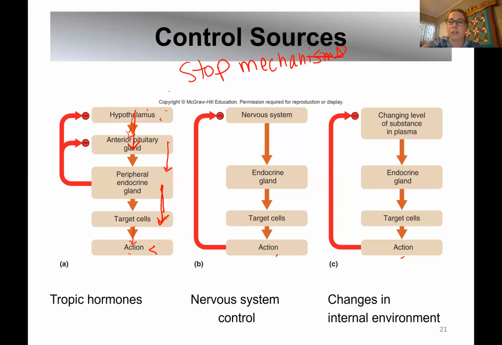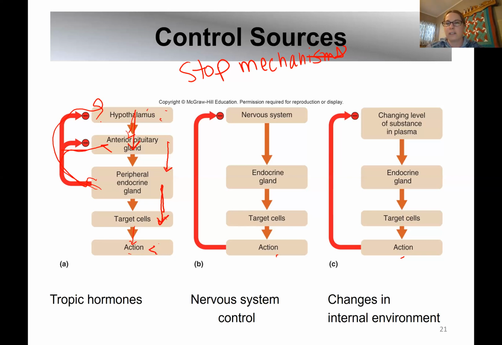We don't want ovulation to occur continuously, so there's a couple of ways that it can be turned off through negative feedback control. This peripheral endocrine gland, like the ovary, can send a signal to the anterior pituitary and say, hey, I did my job, quit telling me what to do. The ovary will also tell the hypothalamus, yep, I got it, we've ovulated, quit sending the message. It's not quite that straightforward, but you get the gist: the action happened, so everybody back off.